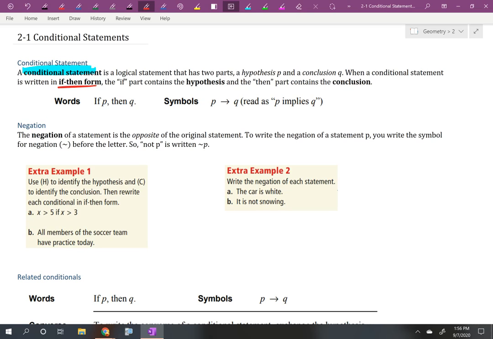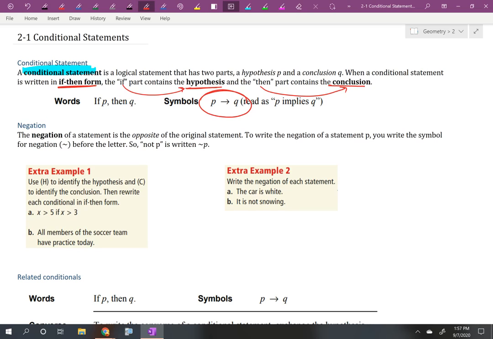That is a condition. And it has a hypothesis, which usually follows the if part, and a conclusion, which follows the then part. And the way we like to write it is right here: if P, then Q, right? Or P implies Q is the way math people will write this.